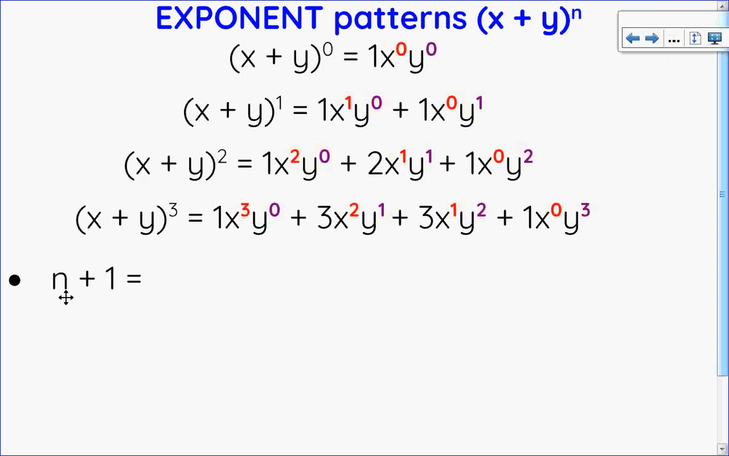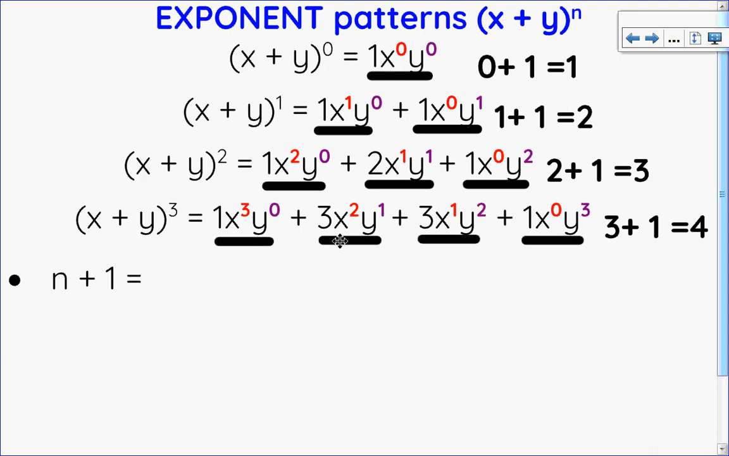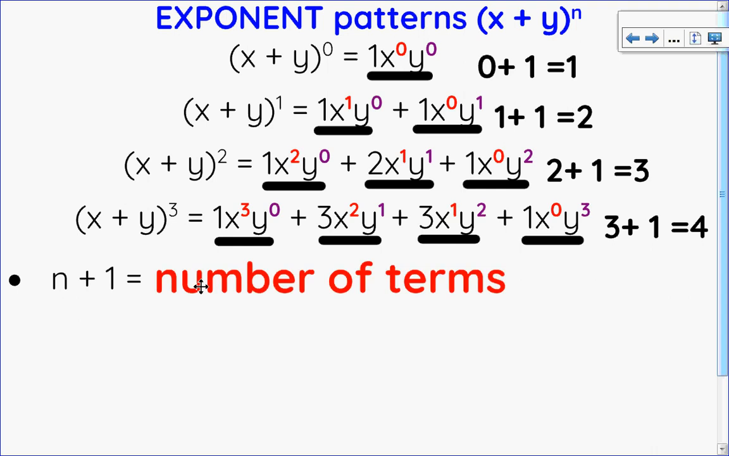Another pattern I want to look at is what happens when I take n, the number on the outside, and add 1. If I add 1, I get these new numbers, but what do those numbers represent? In this first one, what does a 1 represent? In this second one, what do I have 2 of? In this one here, what do I have 3 of? Well, I see in the first one I have 1 term. In the second one I have 2 terms. Here I have 3 terms. And here I have 4 terms. So if I take n on the outside and add 1, I just get the number of terms. So every time you expand a binomial, it will always have 1 more term than the exponent.